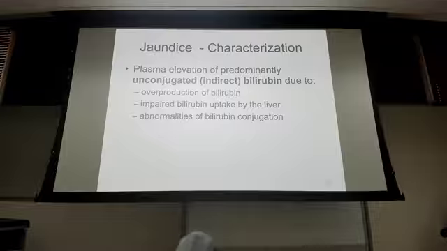So the third possibility for the unconjugated, indirect bilirubin that's elevated and causing jaundice is an abnormality of the process of bilirubin conjugation proper. So something's keeping that reaction that we said happens in the liver from performing the steps necessary to conjugate the bilirubin in the liver. Something in that enzymatic pathway.